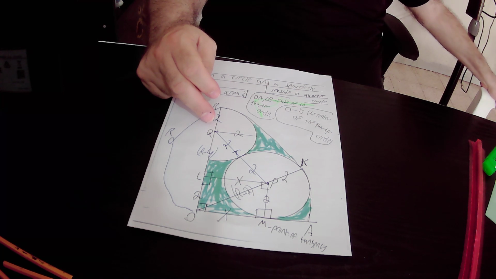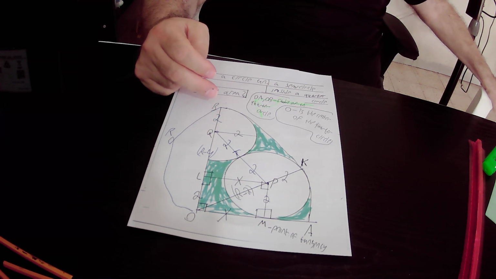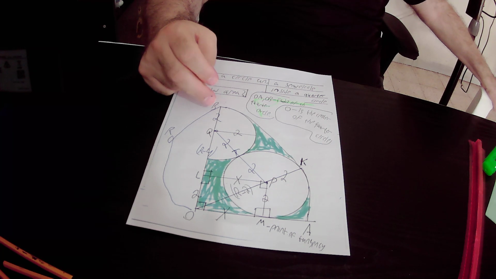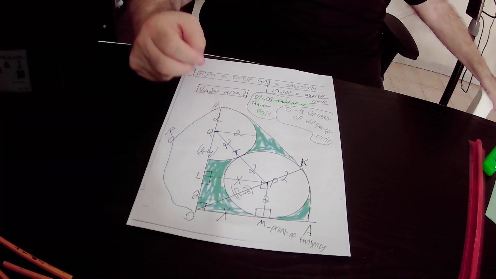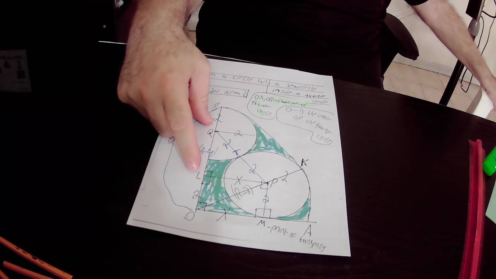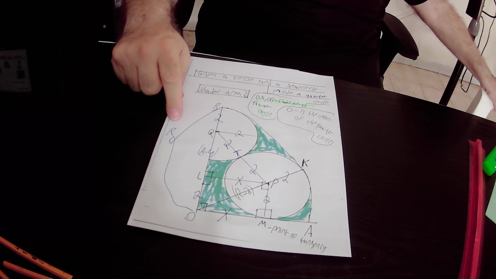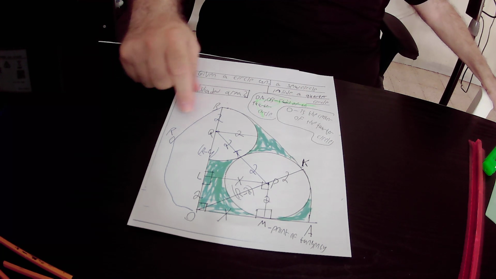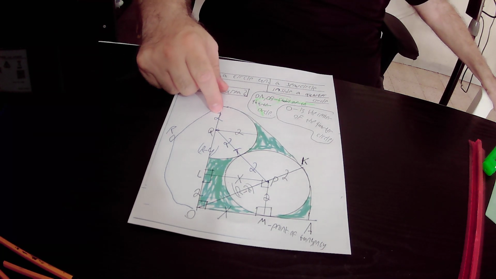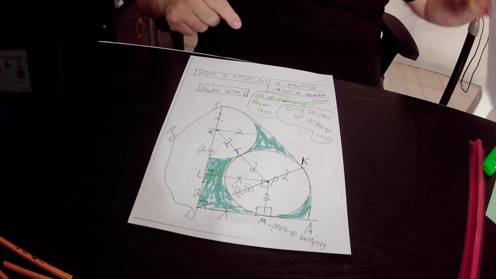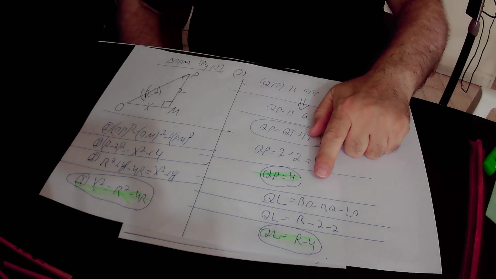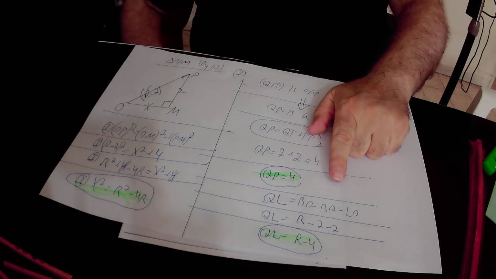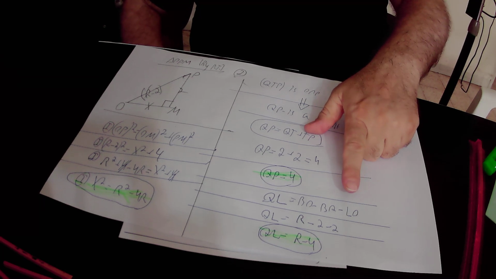Then here, point Q is the center of the semicircle. Point B is the point on the semicircle itself, that is to say QB is the radius of this semicircle, that is equal to 2 units. Then we find the length of line segment QL. It is very easy to see that the length of line segment QL equals BO, that is capital R, the radius of the quarter circle, minus BQ, the radius of the semicircle, minus LO. I'll repeat again. QL equals BO, the radius of the quarter circle, minus BQ, the radius of the semicircle, minus LO, that is equal to 2 units.